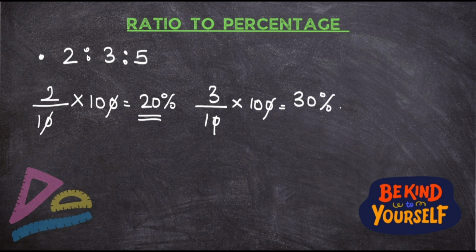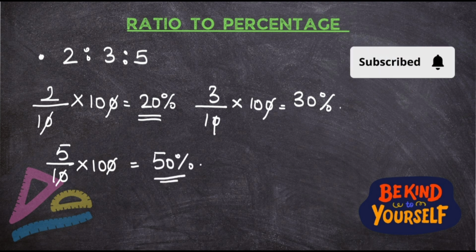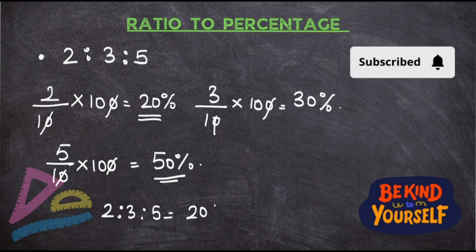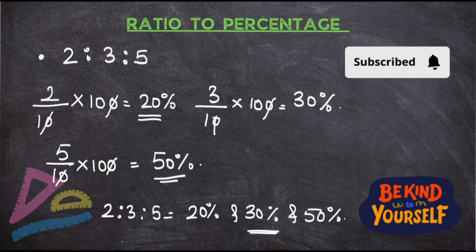30%. And now the last number, which is 5. So 5 upon 10 into 100. 0, 0 cancel. 5 into 10 gives you 50. So you got 50%. So what will be the percent for 2:3:5? It will be 20%, 30% and 50%. That's it. So this is how you do the conversion.